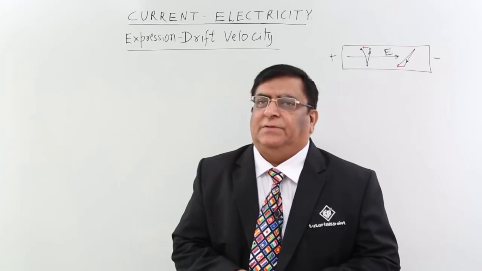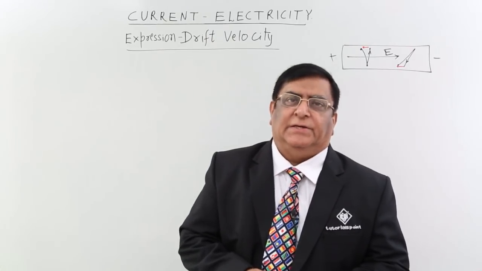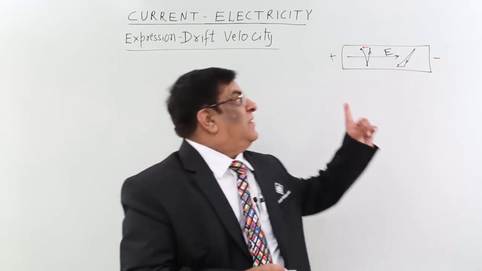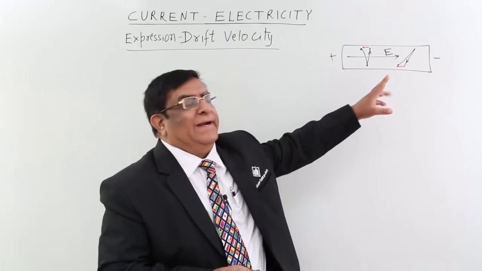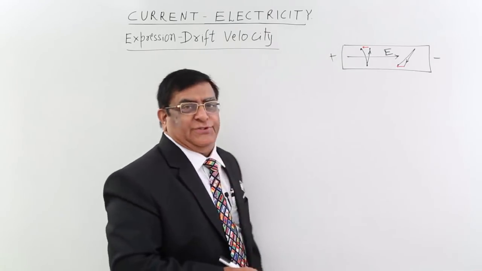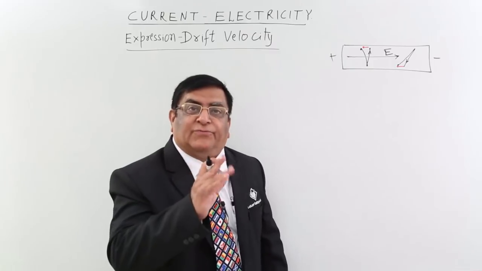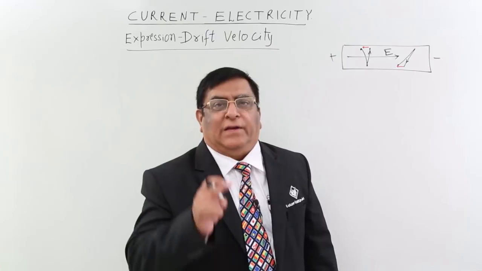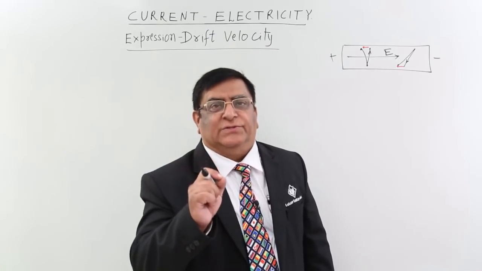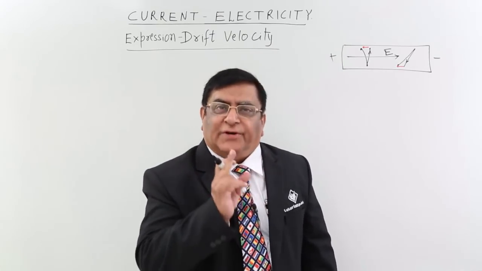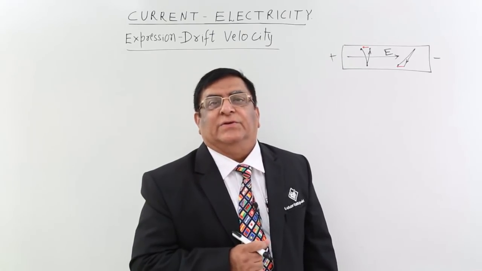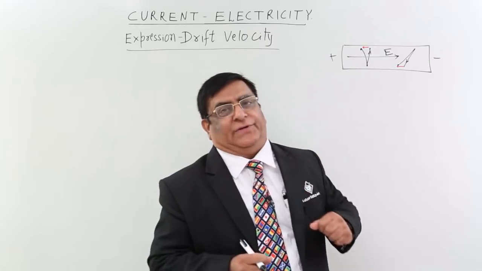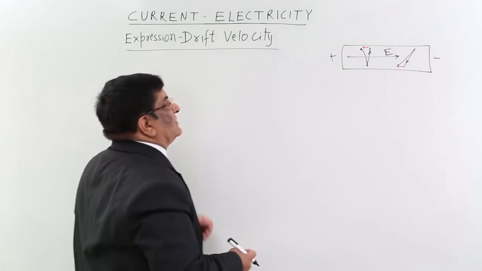Now we will find the expression for drift velocity and on which other characteristics it depends. We have applied an electric field here, and that electric field creates a force. The more the force, the more the velocity. Now we understand in mechanics how a force creates velocity. The first thing force creates is acceleration, and that acceleration builds up velocity. So we will apply these two things here.